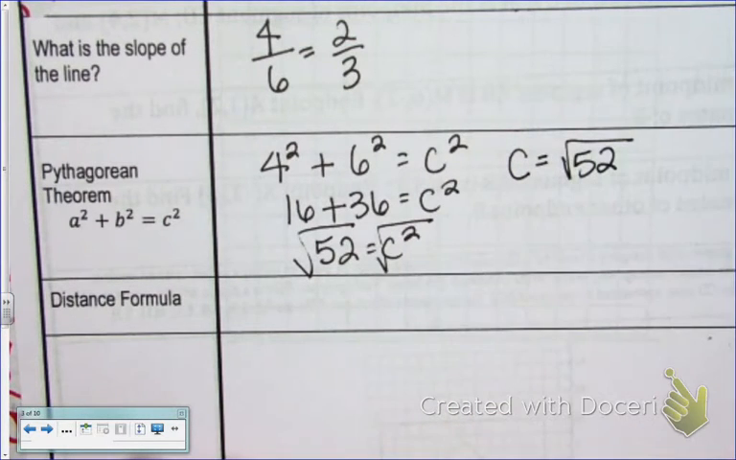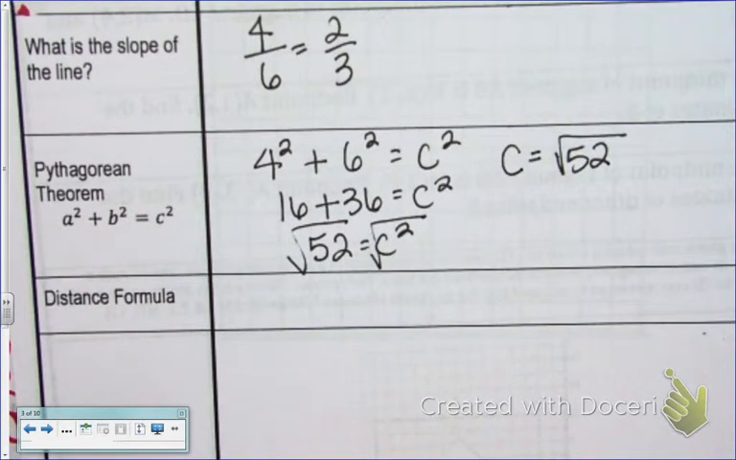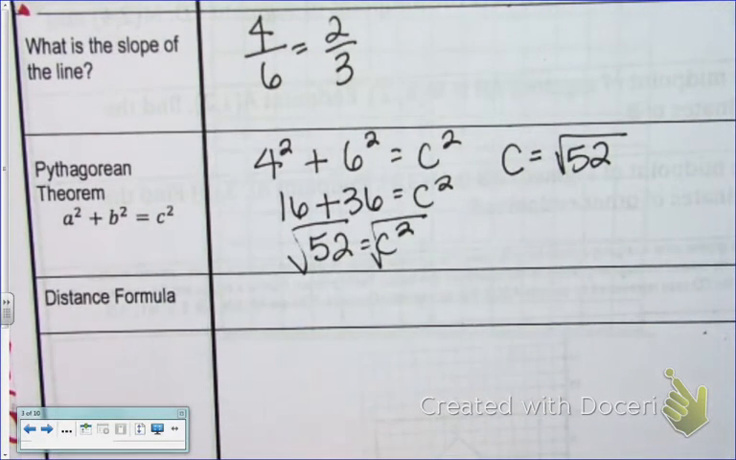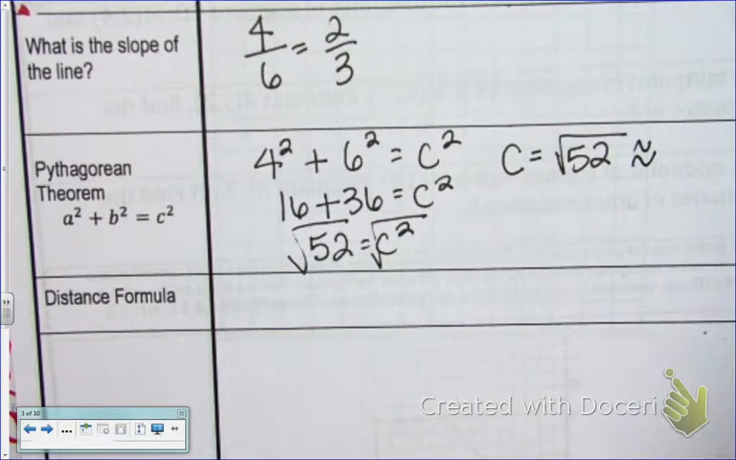Now this may not be something we go into a whole lot of detail on now, but we will eventually be simplifying our square roots. So you have to think about your perfect squares. But if you were to just type this into your calculator, it would also give you an approximation. So I'm going to let you do that.